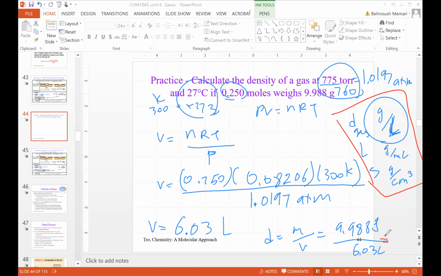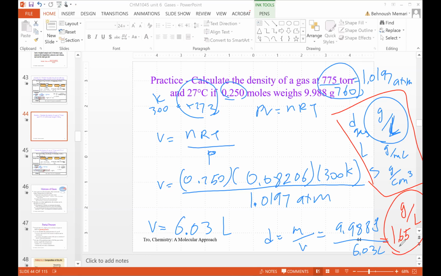And that's how you find the final answer. And I have that number, 1.65 gram per liter. And this is the density for the sample gas that is given here.